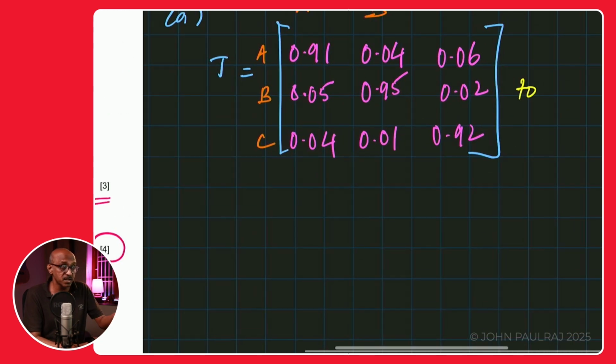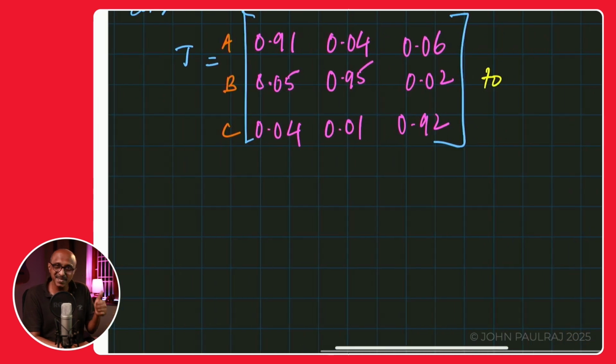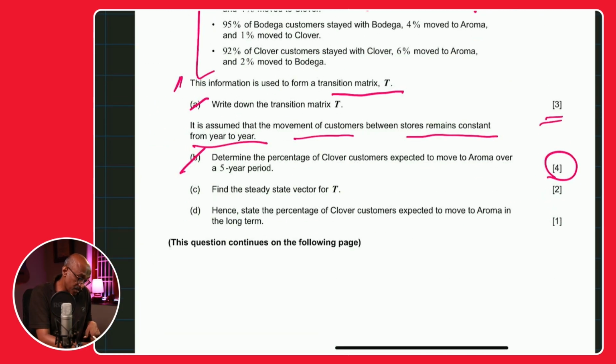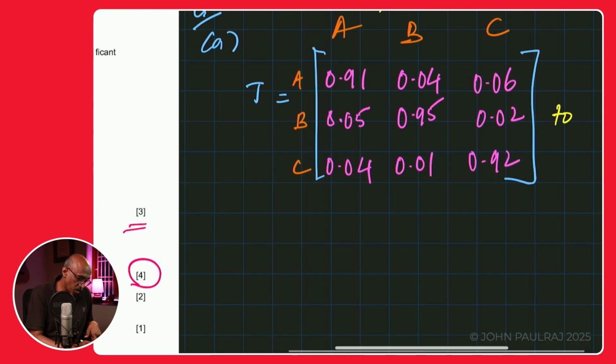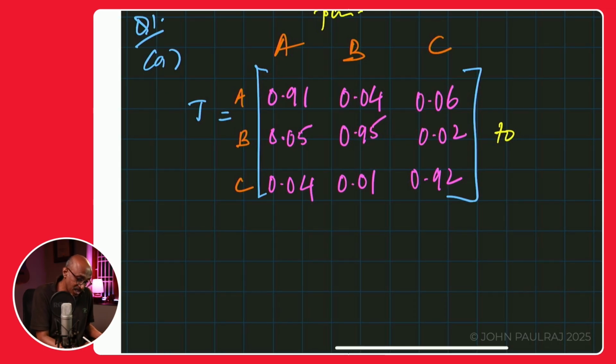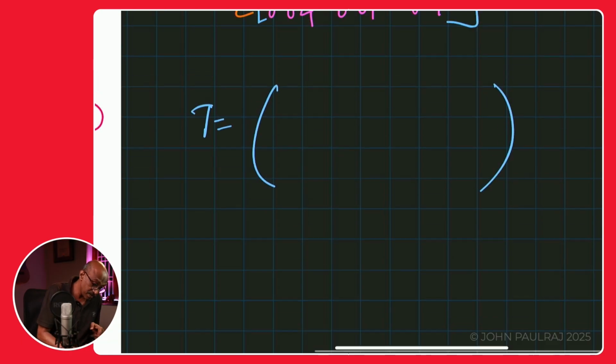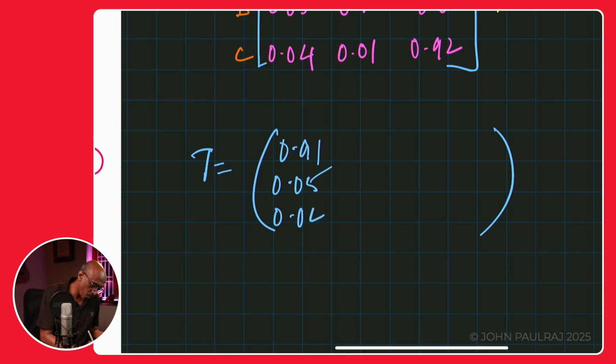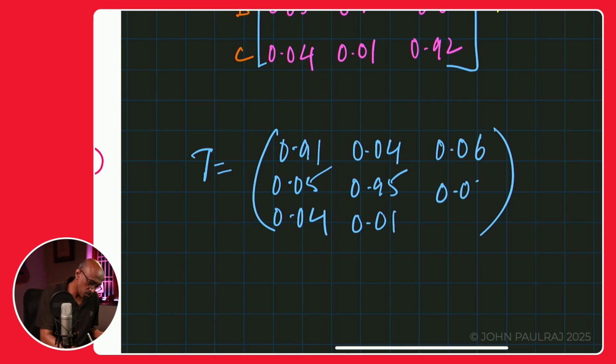You want to write it as a percentage. Even though we're going to use the graphing calculator in a bit, and you're entering it as a decimal value, when you calculate T to the power 5, since they said 5-year period, obviously you're going to calculate the 5th power of that matrix T. When you're writing your answer, you don't have to write down the A, B, C. You can just write it as a matrix. So T can be written as a matrix, even in round brackets, it doesn't have to be rectangular brackets. You can write 0.91, 0.05, 0.04, 0.04, 0.95, 0.01, and here 0.06, 0.02, 0.92.